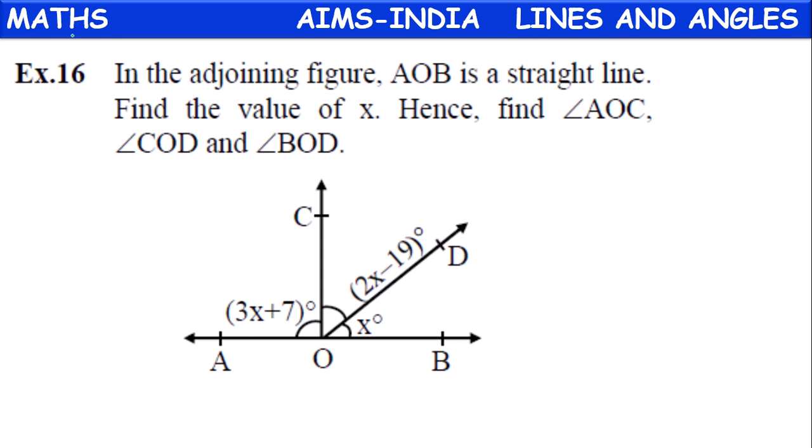Next one. In the adjoining figure, AOB is a straight line. Find the value of x. Also find AOC, how much? COD, how much? BOD, how much? This angle is given as 3x plus 7. This angle 2x minus 10. This angle x. We have to find these three angles.